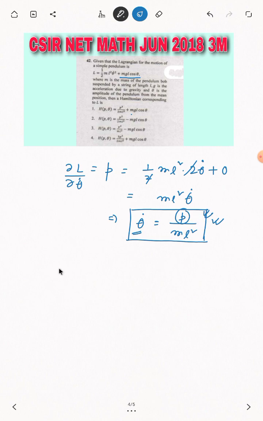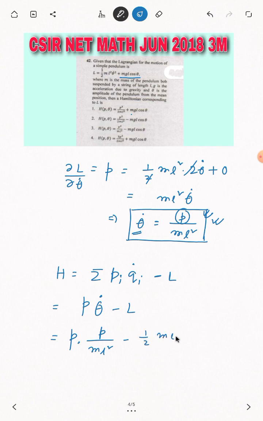And now h should be the summation of pi into qi dot minus L. What is the total number of generalized coordinates? Only one, that is theta. So this should be p into theta dot minus L. We should write down all the expressions. P into theta dot, we have already derived p by ml square, minus L, which will be this quantity, but with minus sign, remember it, half into ml square into theta dot square minus mgl cos theta.